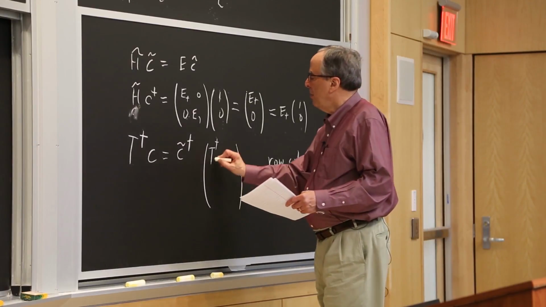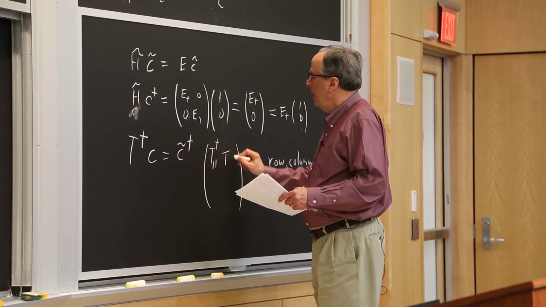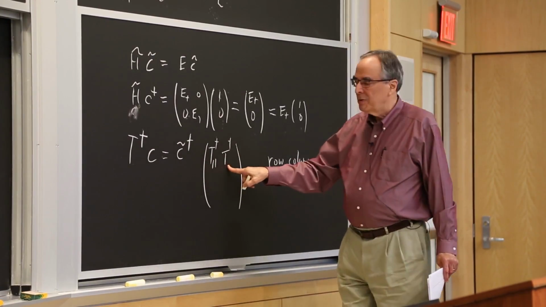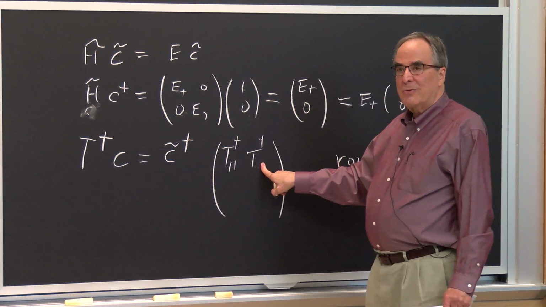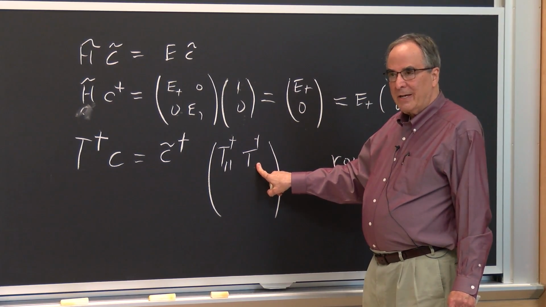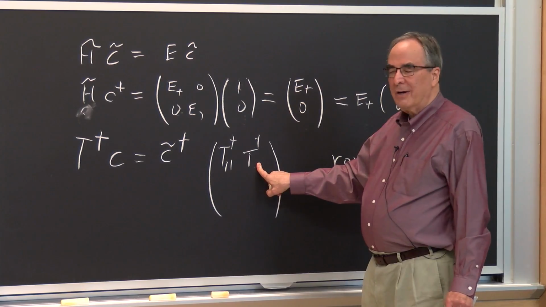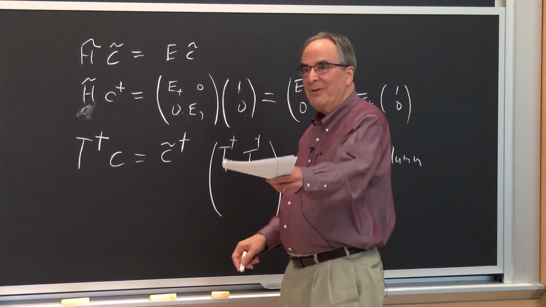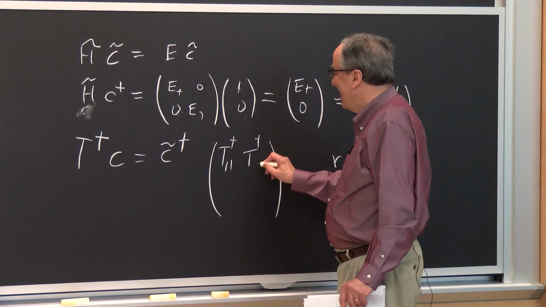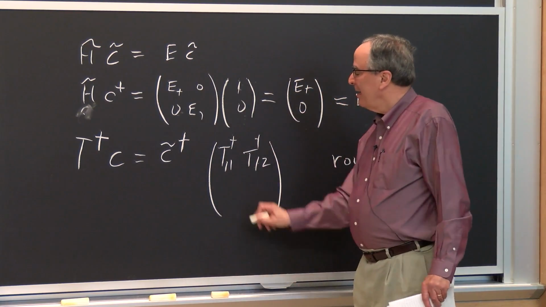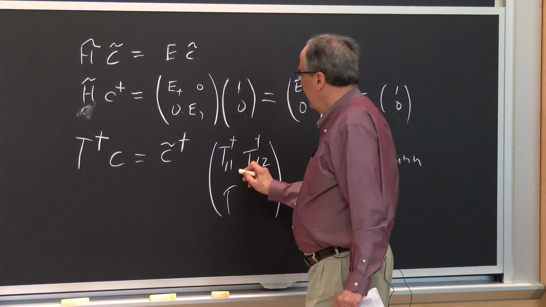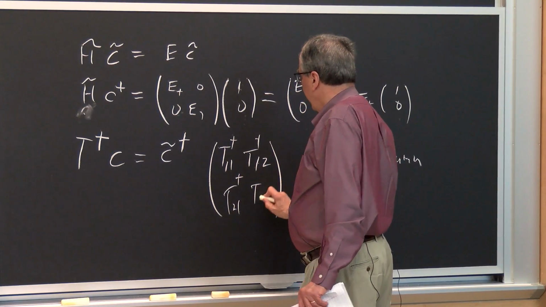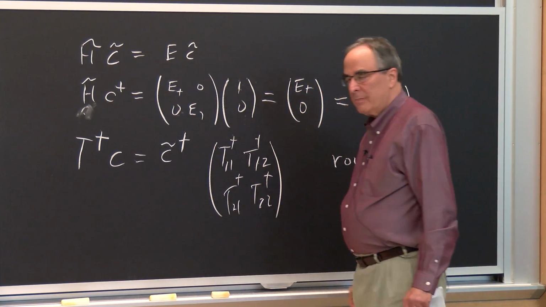So we have T dagger 1, 1, and T dagger. Now what goes here? This is in the first row, second column. So what do I put here? Yeah, you could even say it. But okay, and here we have T dagger 2, 1, and here we have T dagger 2, 2.